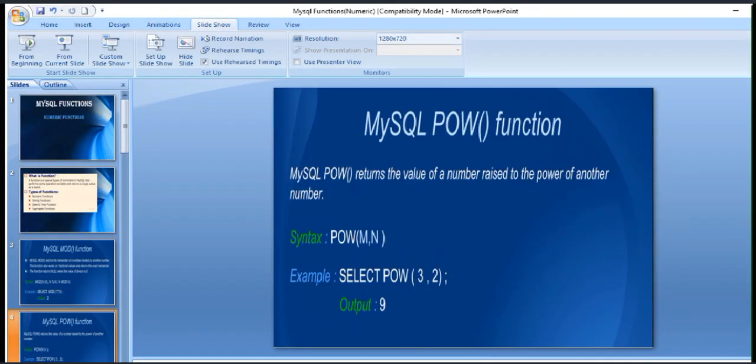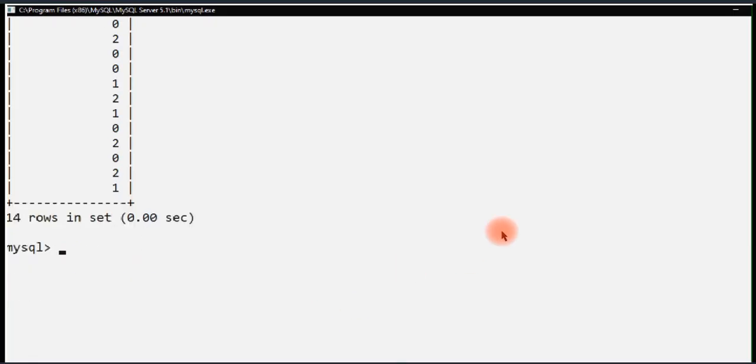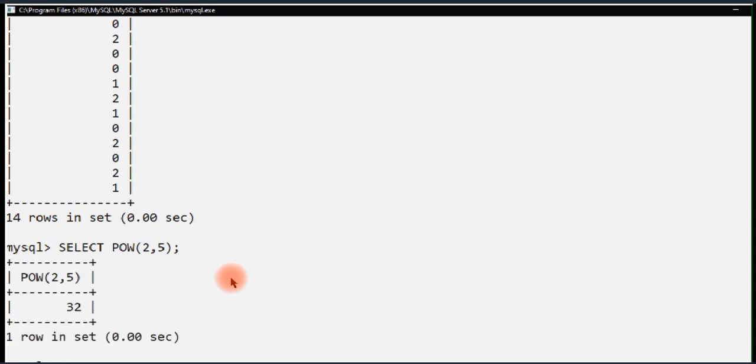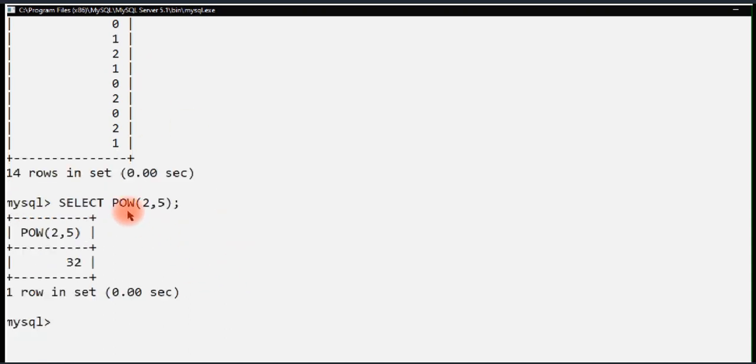Now if we see it in MySQL, for that I have to write select power, and here I will write any number. Suppose I have taken 2 here and here 5. That means I am going to multiply 2 five times. The second parameter is the number of times we are going to multiply a particular value. That means 2 raised to 5. So the answer will be 2 into 2 is 4, 4 into 2 is 8, 8 into 2 is 16 and 16 into 2 is 32. So the answer we are getting is 32. This way the power function works.